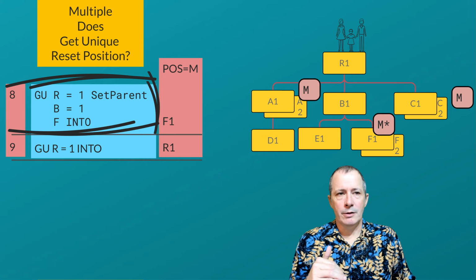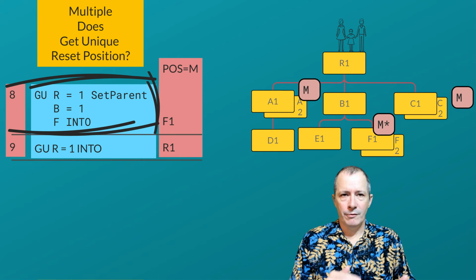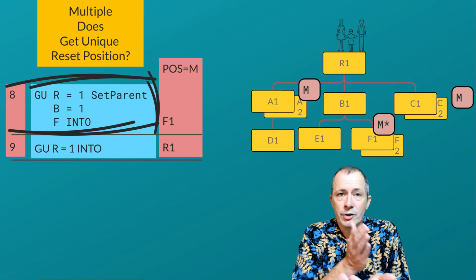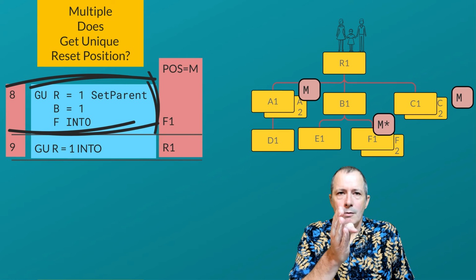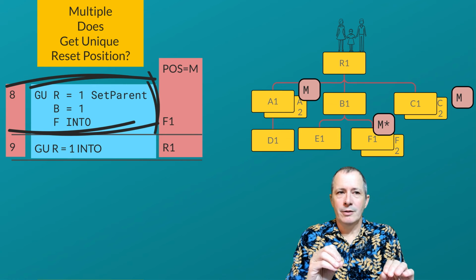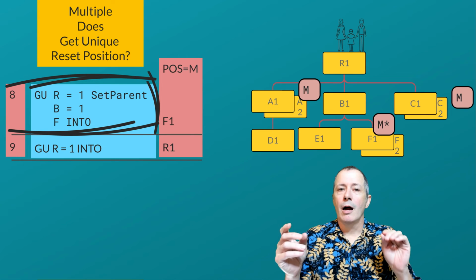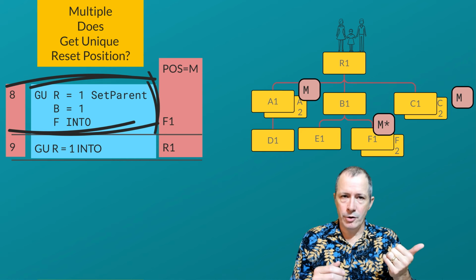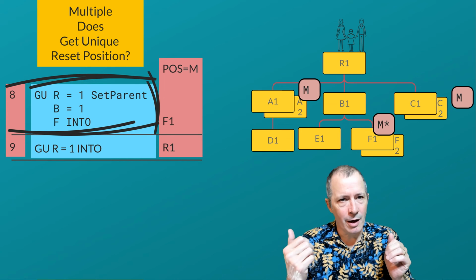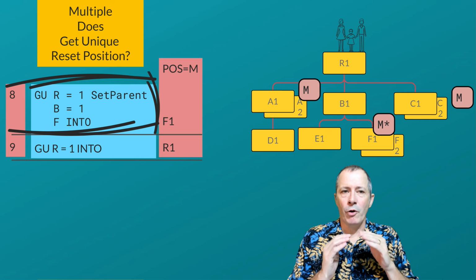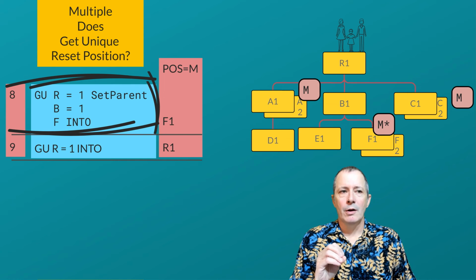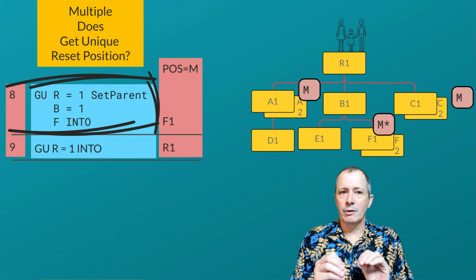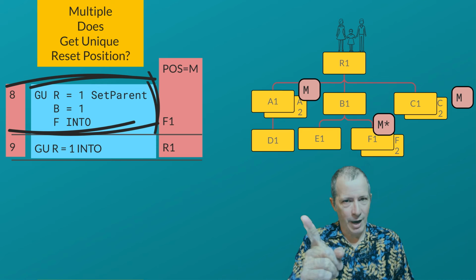After the call completes, the position is on F1 for the RBF leg. The position on the RBF leg was changed and is now the current position. However, the position on the RA leg remains on A2, and the position on the RC leg remains where the missing third C segment would have been. So the answer to the question, does Get Unique reset position, is no, at least for now.